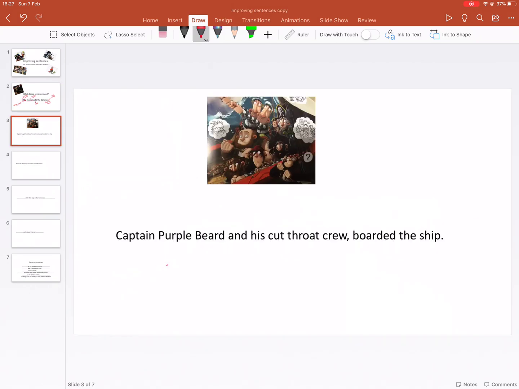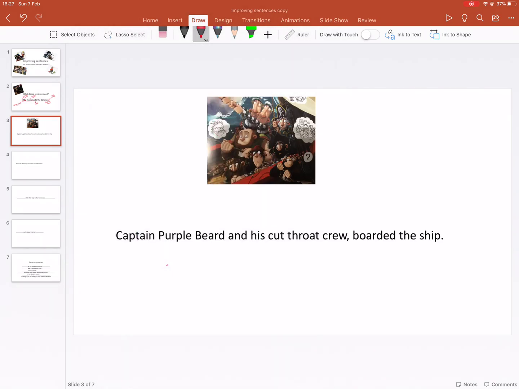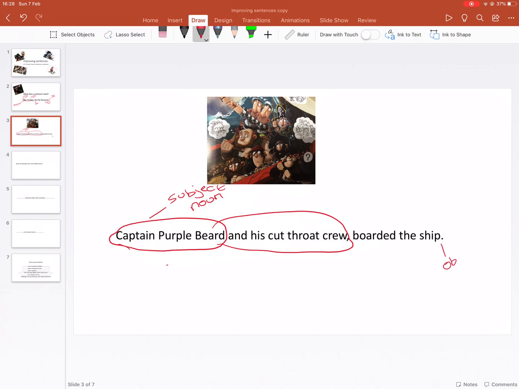So here is another sentence. Captain Purplebeard and his cutthroat crew boarded the ship. So here we have our capital letter at the beginning. So who is it? It's Captain Purplebeard. So he's the subject noun. But if we look on, and his cutthroat crew, well, they're part of that as well. So you've got Captain Purplebeard and his cutthroat crew. And you've got your object noun here.